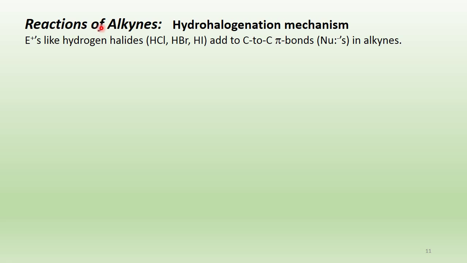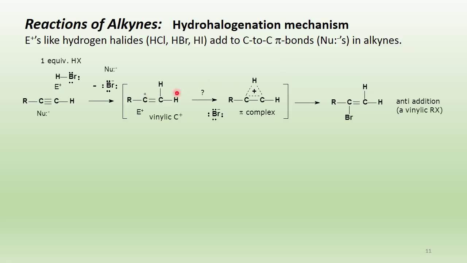Another reaction of alkynes is hydrohalogenation. So electrophiles, like the hydrogen halides, HCl, HBr, HI, will add to carbon-to-carbon pi bonds in alkynes, which are nucleophiles, electron donors, just as we saw as they were in alkenes. So let's go through the mechanism. Here's our electron donor, one of the pi bonds. On collision, it donates a pair of electrons to the acidic hydrogen, electrophilic hydrogen. Hydrogen is monovalent, and so that reaction will go forward as long as bromine leaves.